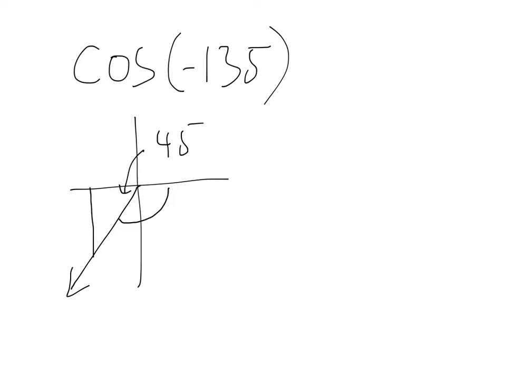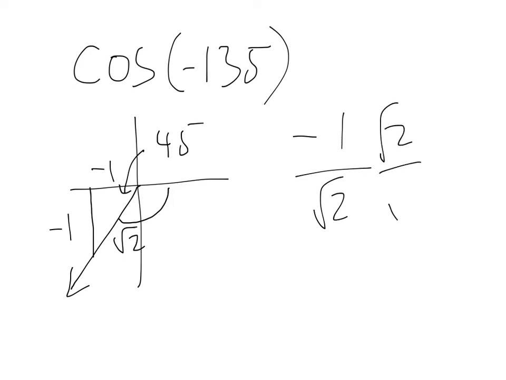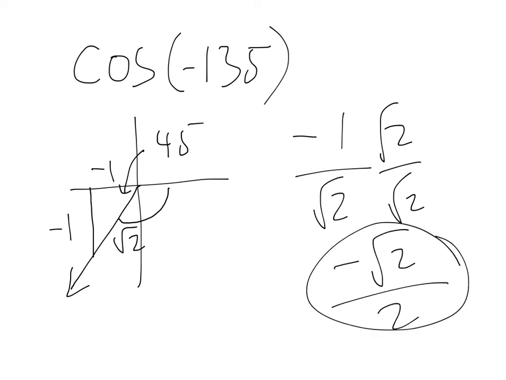Well, that's 45. This is 1. That's 1. Remember, these are both negative because they're going down and to the left. So cosine is adjacent over hypotenuse. Uh-oh. I need to rationalize. So root 2 over root 2. Negative 1 root 2 over 2 would be my final answer. Awesome.